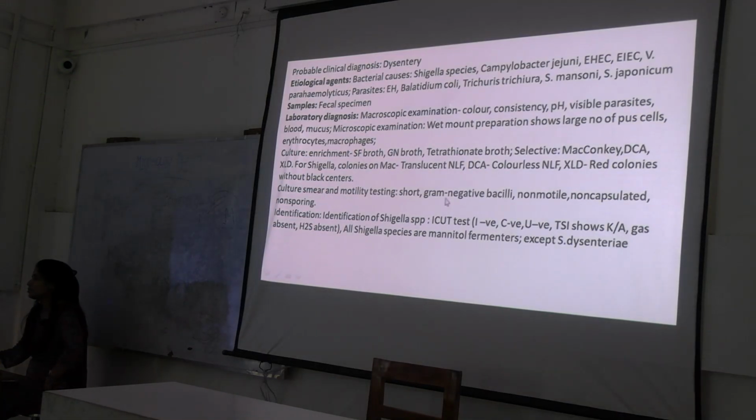And Shigella will show you non-motile, non-capsulated, short gram-negative bacilli. What happens in case of Shigella we discussed? No gas, no H2S, alkaline over acidic growth in TSI.